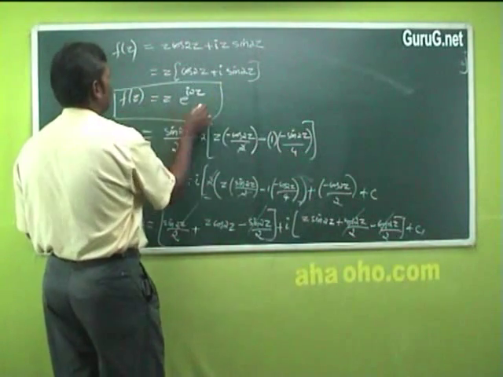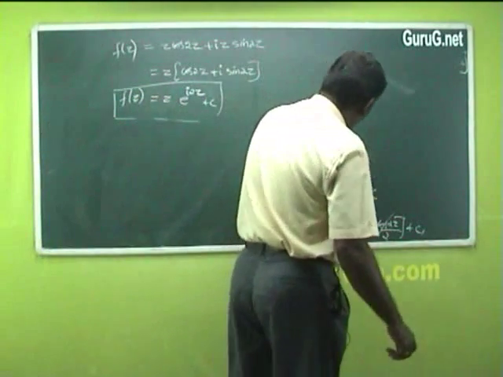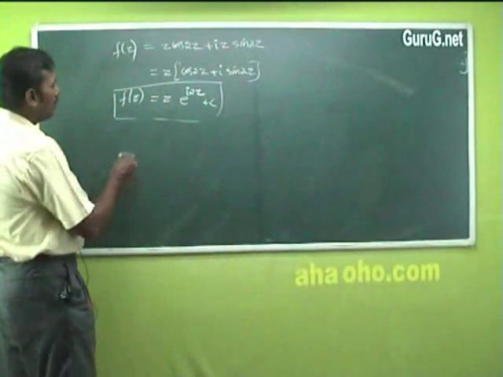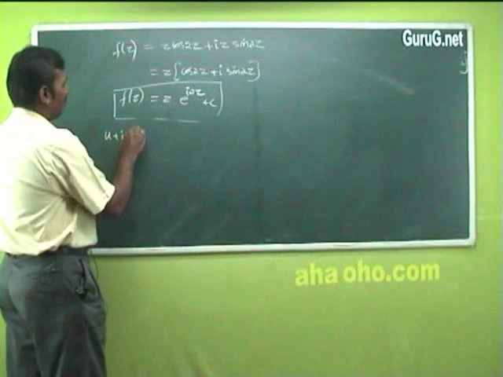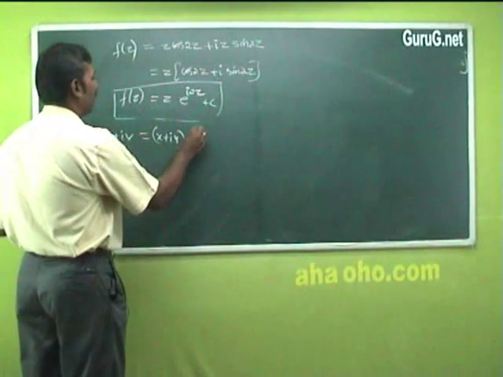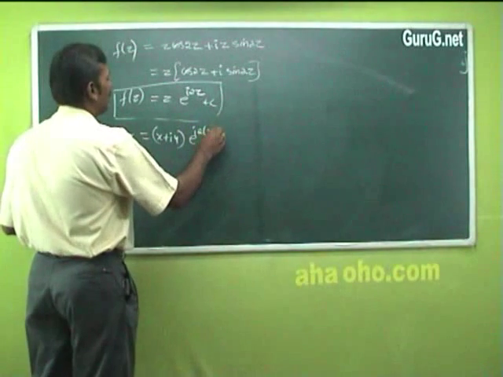After that, what do we need to find? We need to find u. So put f of z equal to u plus iv and z equal to x plus iy into e power i 2 into x plus iy.